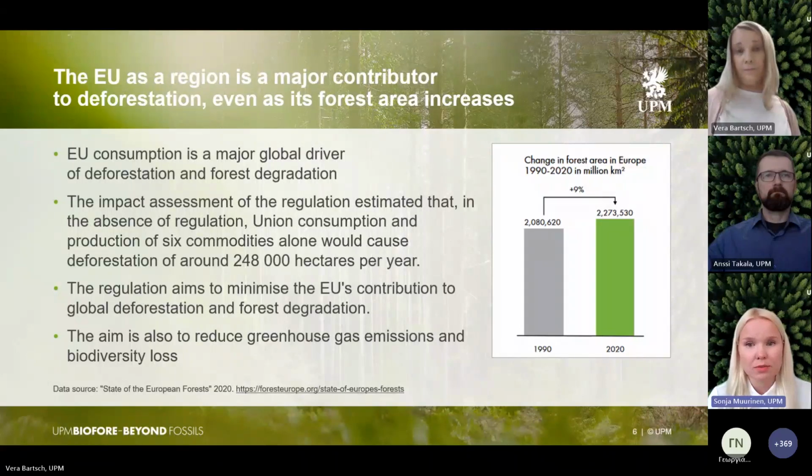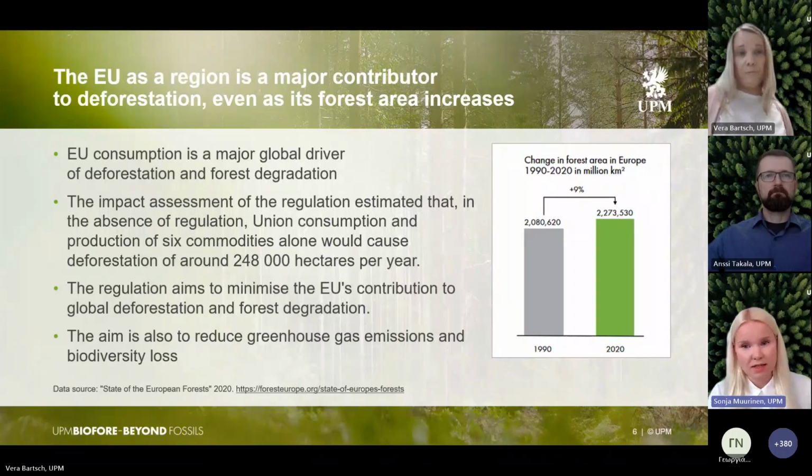However, EU consumption remains a major global driver of deforestation and forest degradation. Global deforestation means deforestation taking place worldwide due to the conversion of forest to land of agricultural use, whether human-induced or not. Forest degradation under the regulation means the conversion of certain types of forest into other kinds of forest other than wooded land.